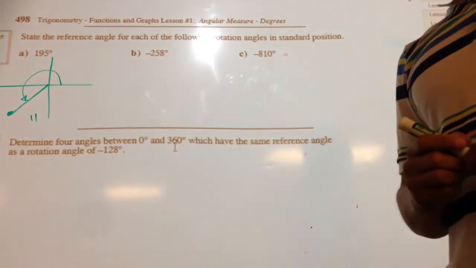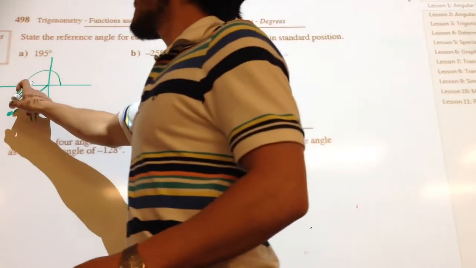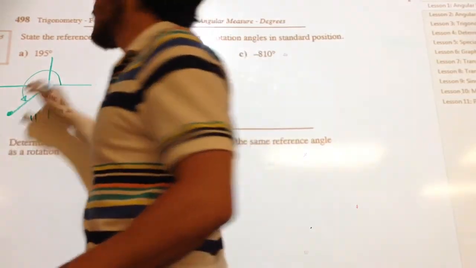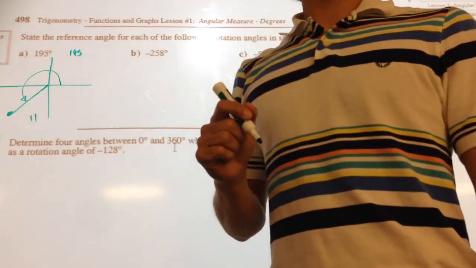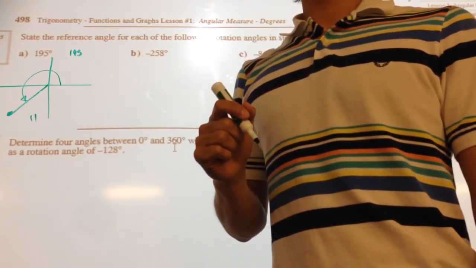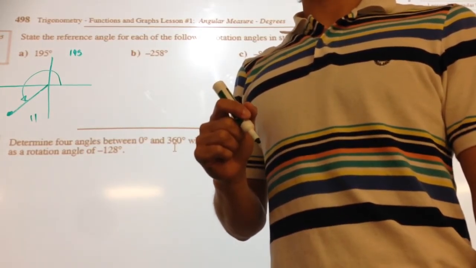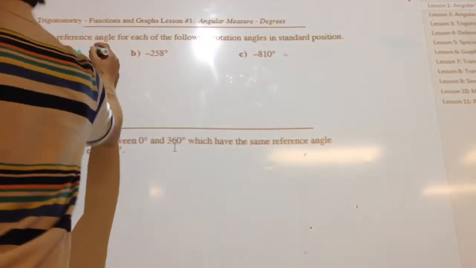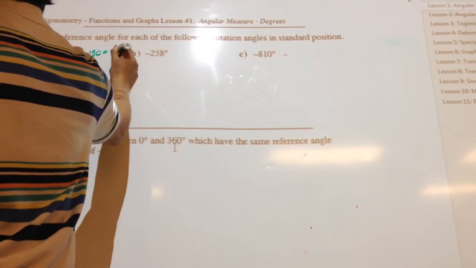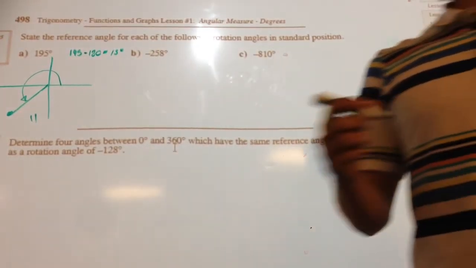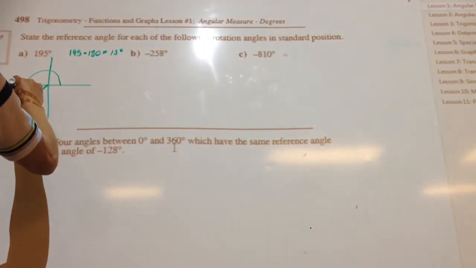In order to find that out, I know this is 195 degrees here. Do I add, subtract, or what do I do? Subtract. I subtract 180 from 195. So my reference angle is going to be 15 degrees.